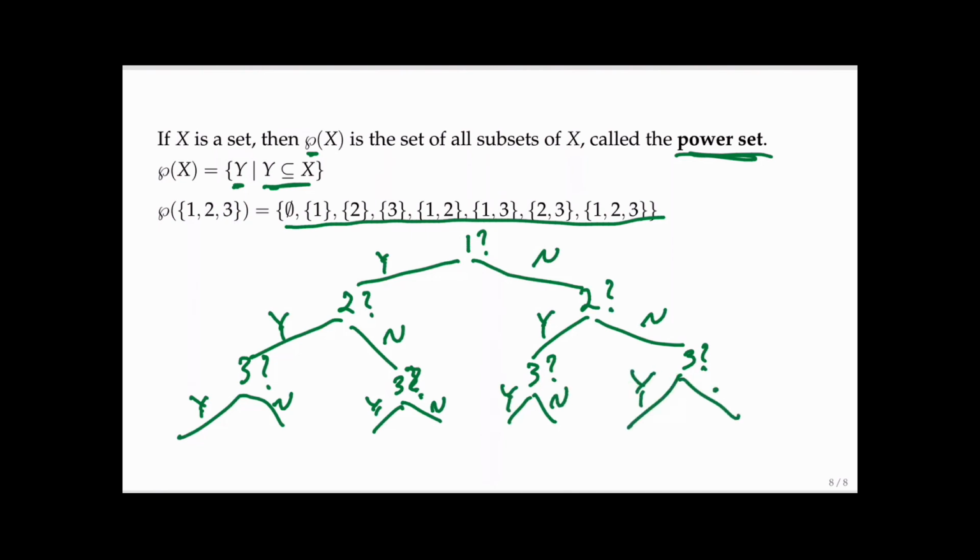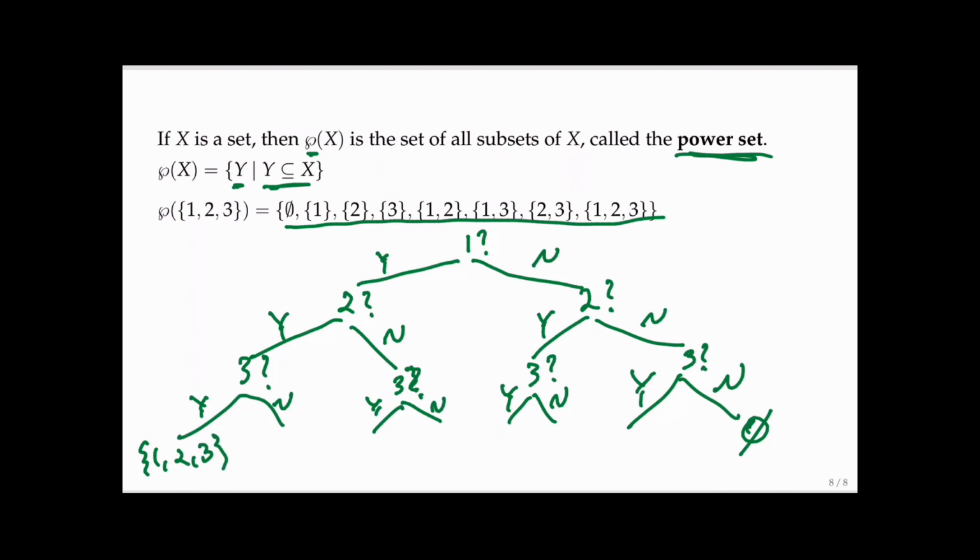So for example, if we say, is 1 an element of the subset? The answer is no. Is 2 an element? The answer is no. Is 3 an element? The answer is no. Well, this leads to the empty set. So the empty set is a subset of the set {1, 2, 3}. And here, if we say, is 1 an element of the subset? Yes. Is 2 an element? Yes. And is 3 an element? Yes. If we say yes to all of them, we get {1, 2, 3}.